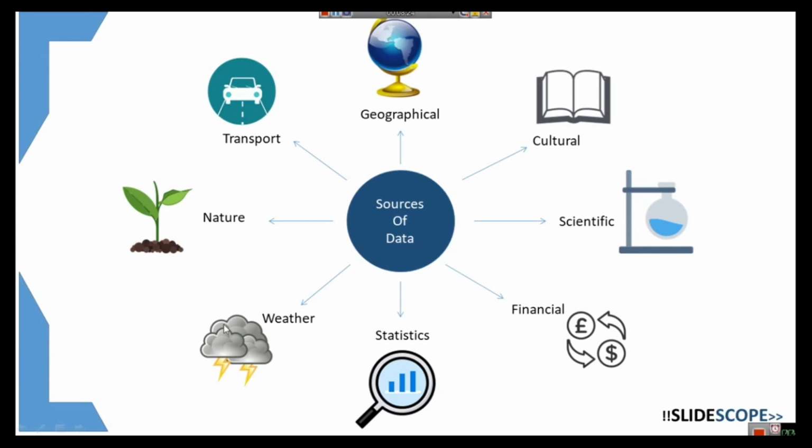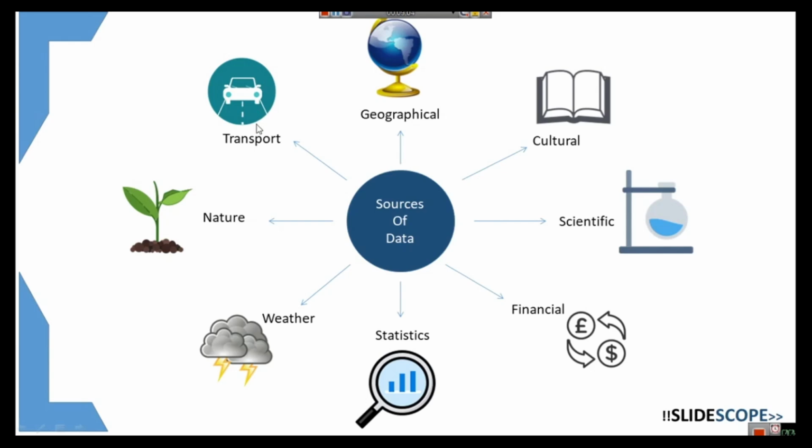Then we have data from weather, like the temperature of any particular city, humidity, air pressure, wind speed. So things like that fall under the category of weather or meteorological data. We also can collect data from nature: information about various plants, their origin, species of various animals, and anything that belongs to nature, the data which occurs naturally.